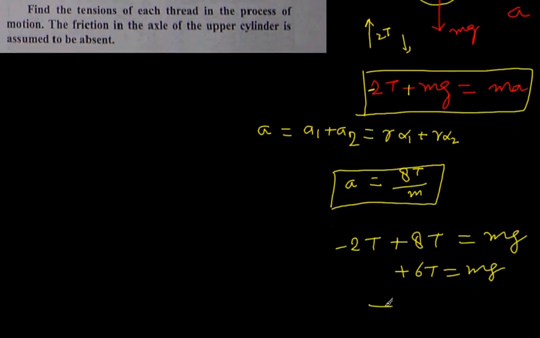Actually mg minus 2T should be ma, because 2T is in this direction and mg is downward, and ma is also downward. So this should be mg minus 2T. Then you will get 8T plus 2T minus... that is, 6T. Then the total tension T should be equal to mg by 6. That's your answer. See you in the next video. Bye.